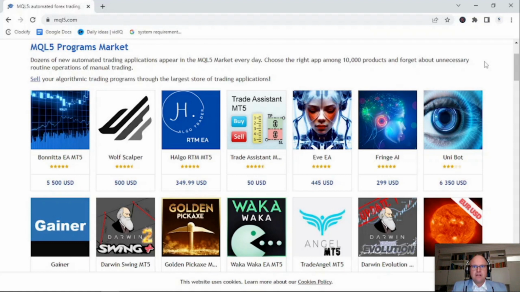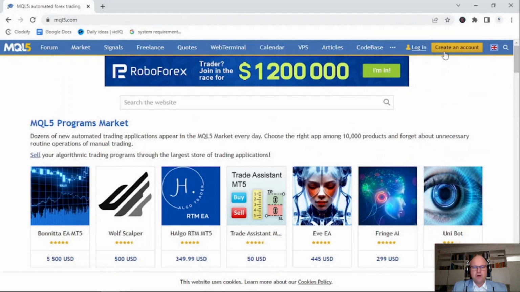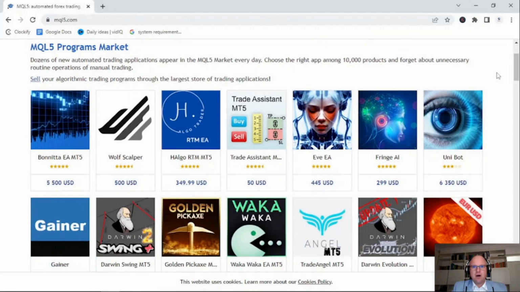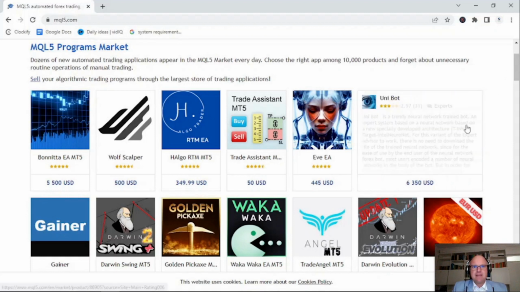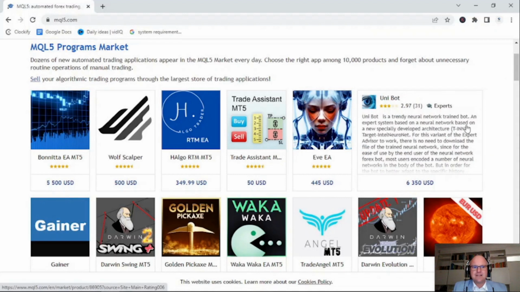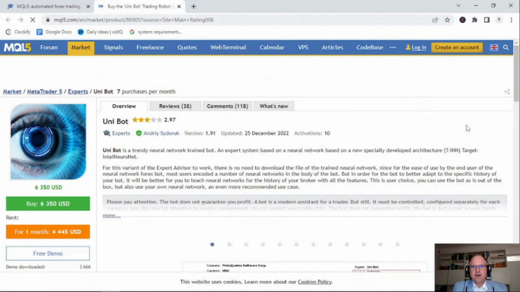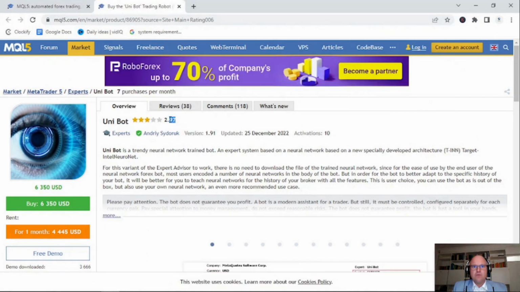The Unibot neural network robot is based on the following principle. A neural network Forex robot is a type of trading system that uses a neural network to predict market movements and make trades accordingly. Neural networks are a type of machine learning algorithm that are modeled after the way of the human brain. They can be trained to recognize patterns in data and make predictions based on those patterns. What this means in the context of Forex trading is that a neural network robot would use historical data on currency exchange rates to learn patterns and make future predictions.